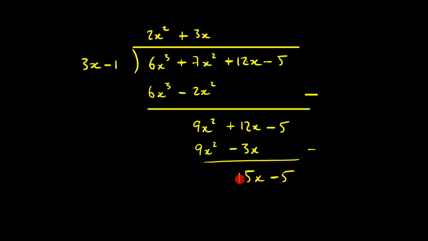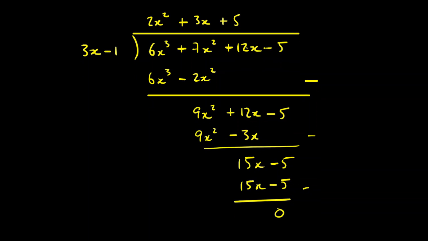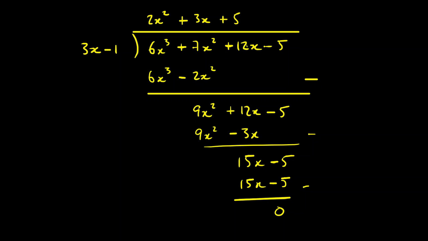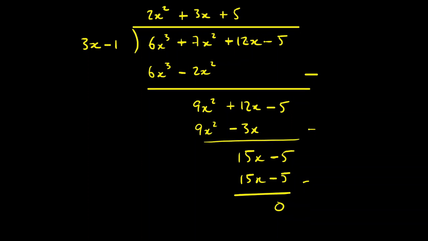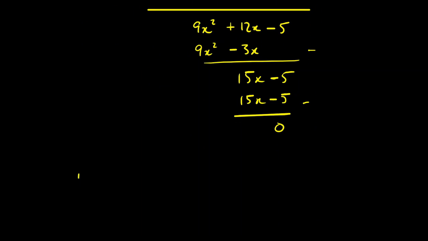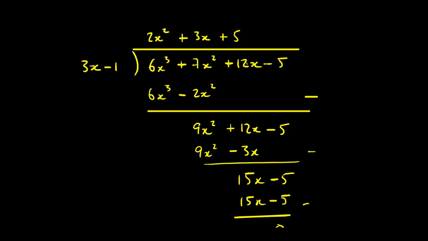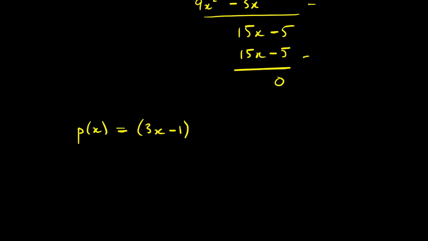15x becomes our new leading term. We're going to divide that by 3x, and that's going to give us plus 5. And if I multiply 5 by 3x minus 1, I get 15x minus 5, which if I subtract off gives me 0. So I've got no remainder. So I've confirmed again that 3x minus 1 is a factor. This means that I can then rewrite our polynomial p of x as equal to 3x minus 1 times this quadratic factor, 2x squared plus 3x plus 5.